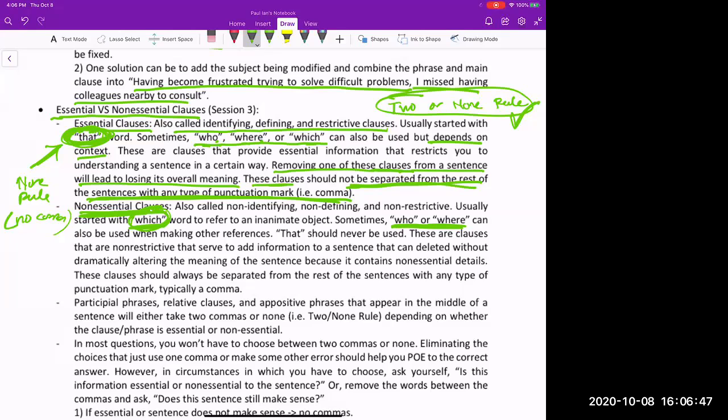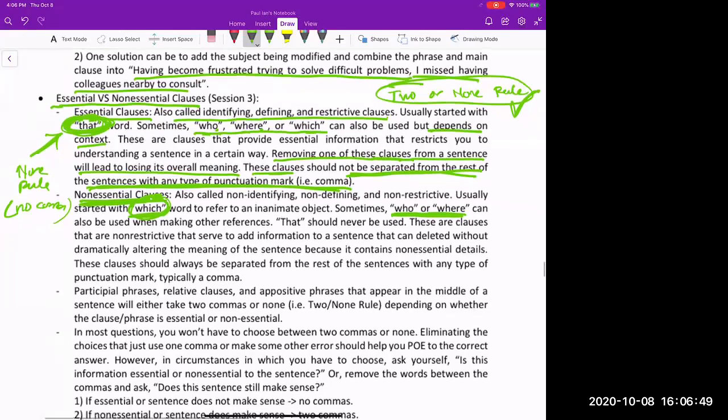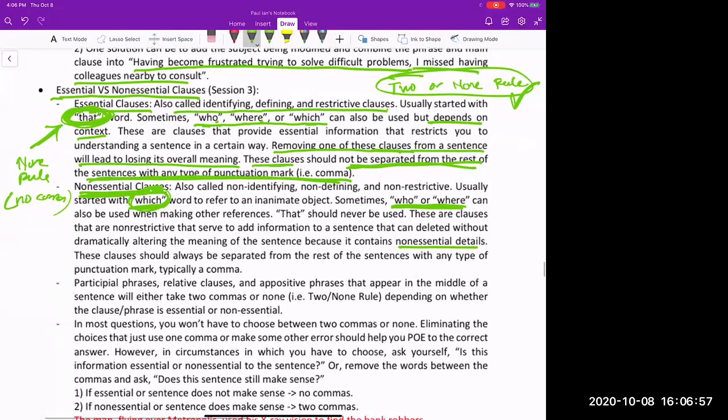What these ones do, again, is modify that noun and give more meaning to it. The reason the non-essential one is non-essential is that you can separate it with a comma. You should be able to read the sentence without the part after the comma, and it should still make sense. For the essential sentence, there's no comma, because when you take it out, the sentence loses its meaning.